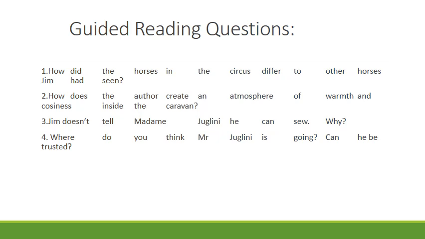Now, here are a few guided reading questions. Answer the questions and then email to me on the Year 5 email address. How did the horses in the circus differ to other horses Jim had seen? How does the author create an atmosphere of warmth and coziness inside the caravan? Jim doesn't tell Madame Giglini he can sew. Why? Where do you think Mr. Giglini is going? Can he be trusted? Okay, so read the chapter once again silently in your minds and then answer these guided reading questions.